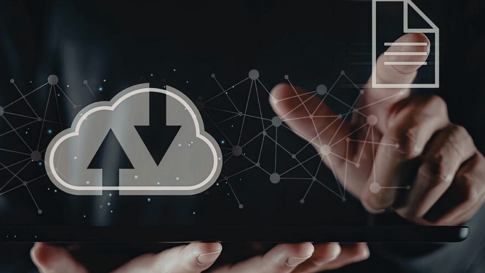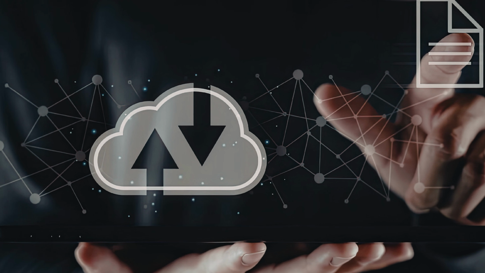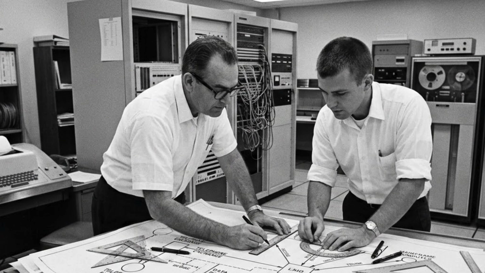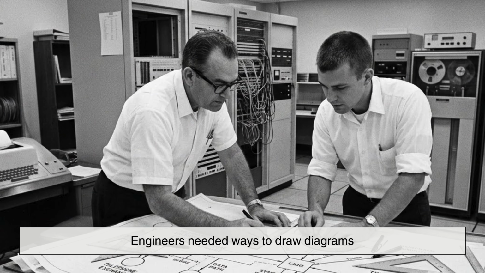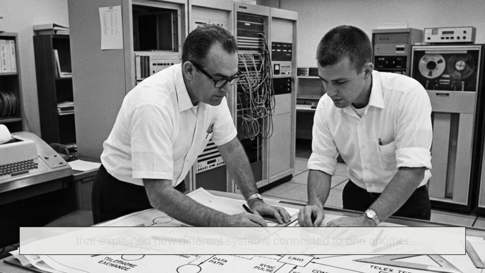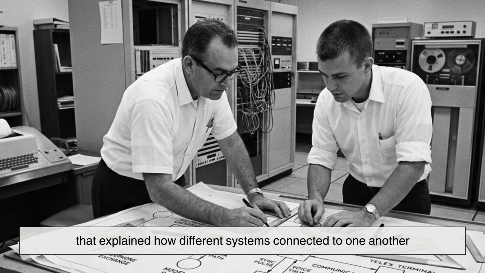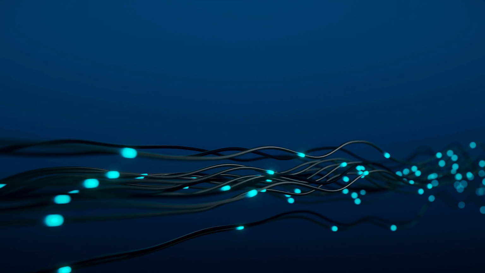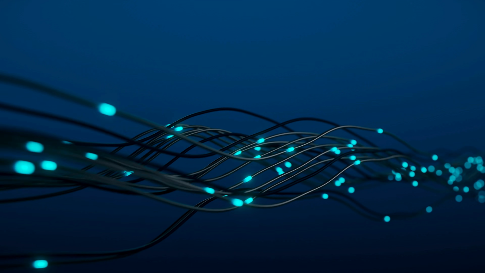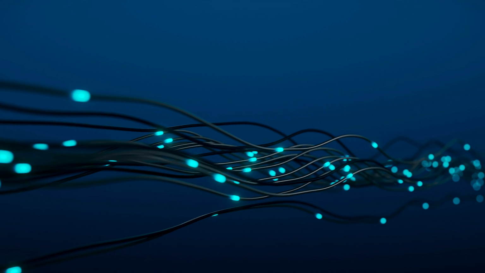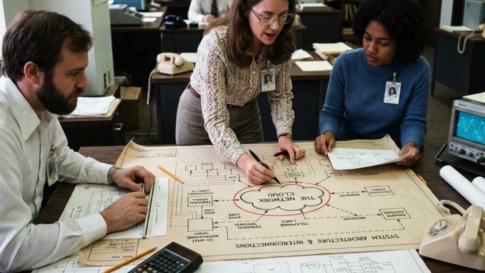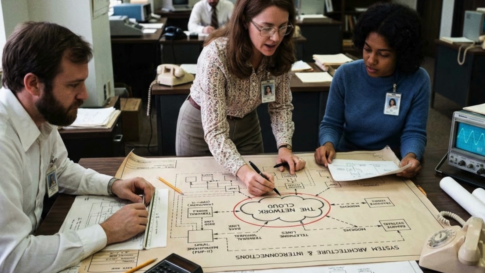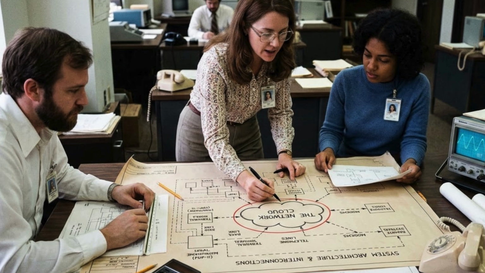The story begins long before cloud storage existed. In the early days of computing and telecommunications, engineers needed ways to draw diagrams that explained how different systems connected to one another. Networks of computers, servers, routers, and cables quickly became too complex to draw in detail. Engineers used a cloud symbol to represent complex networks, meaning the details inside weren't important.